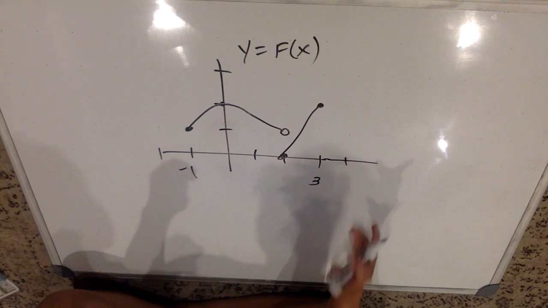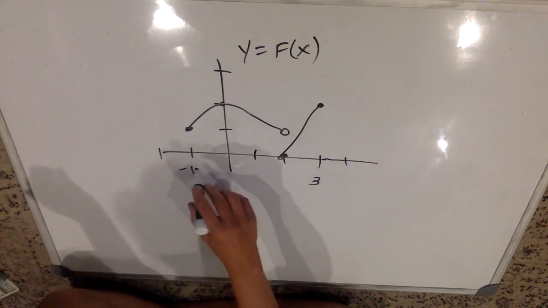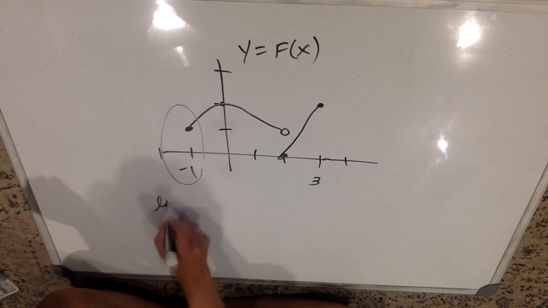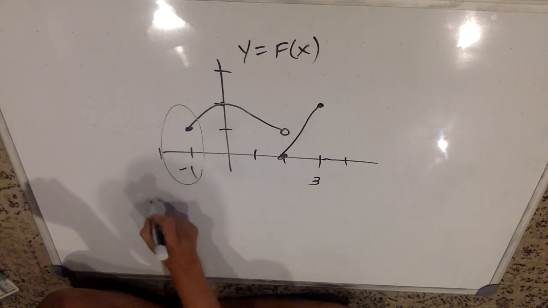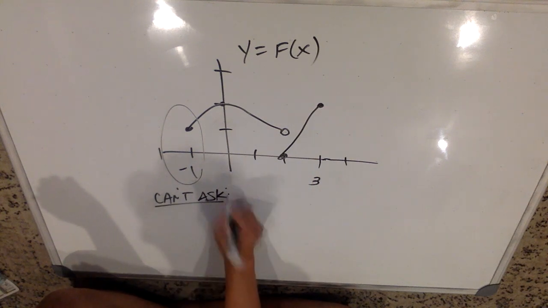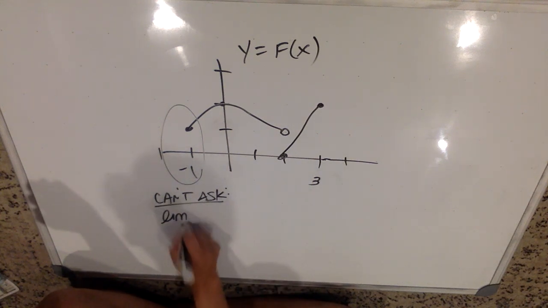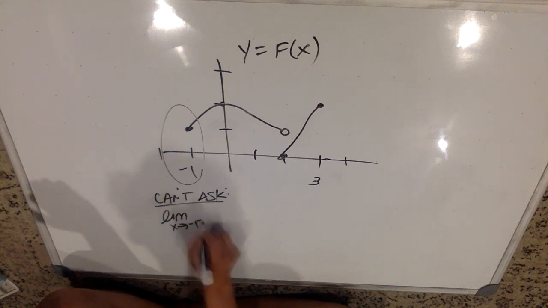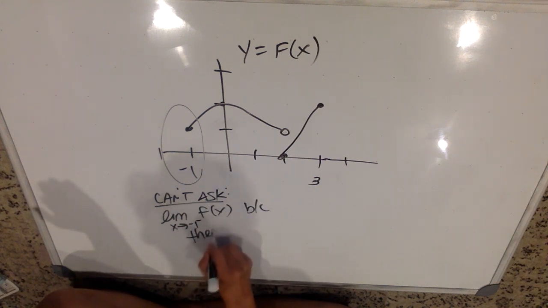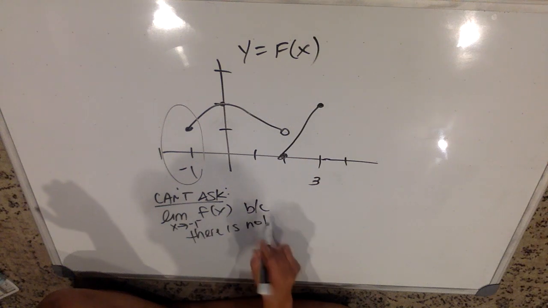So, the thing is that if we look at this spot, if I asked you for the limit, and not just me, like an AP or anyone else, can't ask you for the limit as x approaches negative 1 from the left, because there is no left, right?